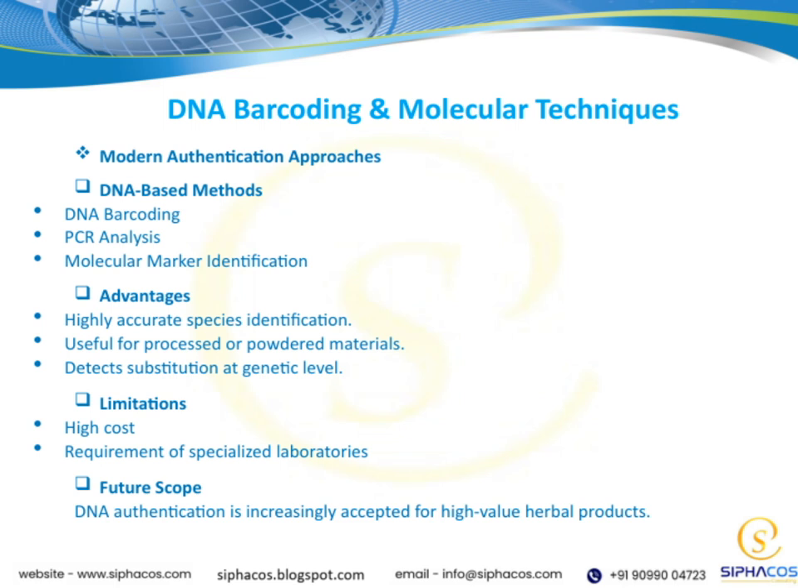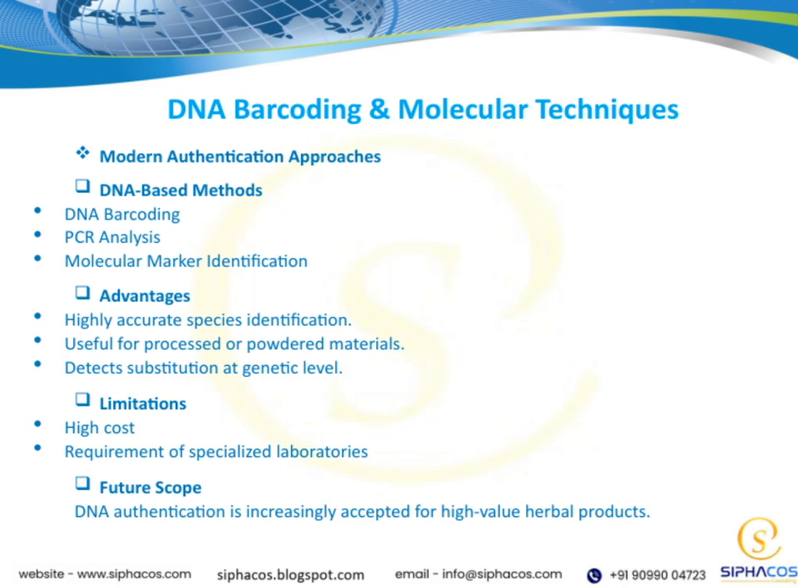Now, what are the advantages of these methods? Well, they offer highly accurate species identification, which is crucial, especially when dealing with processed or powdered materials where visual identification is impossible. They also detect substitution at a genetic level, ensuring authenticity and safety for consumers. However, there are limitations to consider. These techniques can be costly, requiring sophisticated equipment and expertise. Not all laboratories are equipped for this kind of analysis, which can be a barrier in some regions.